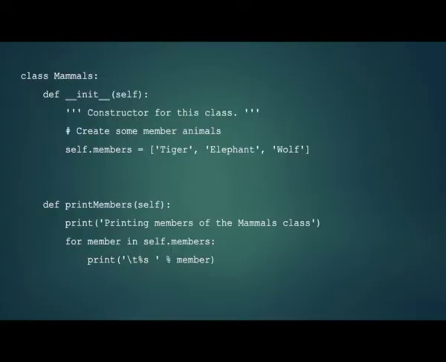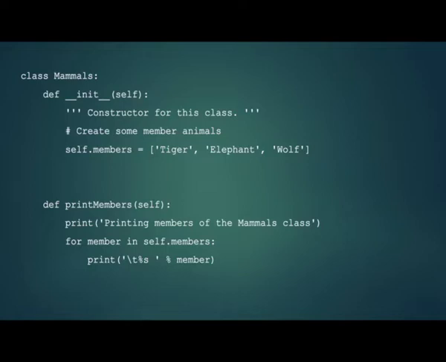We have the class called mammals. So, a Python class as we have already seen before. So, here we have the constructor, and in that constructor we are initializing a list of some animal names which are mammals. For example, here we have taken three animals: tiger, elephant and wolf, and we have created a list, and that list is the property of this mammals class.